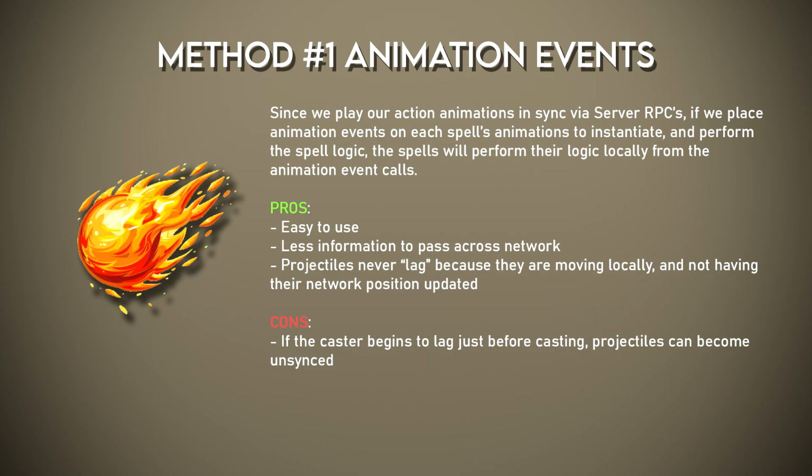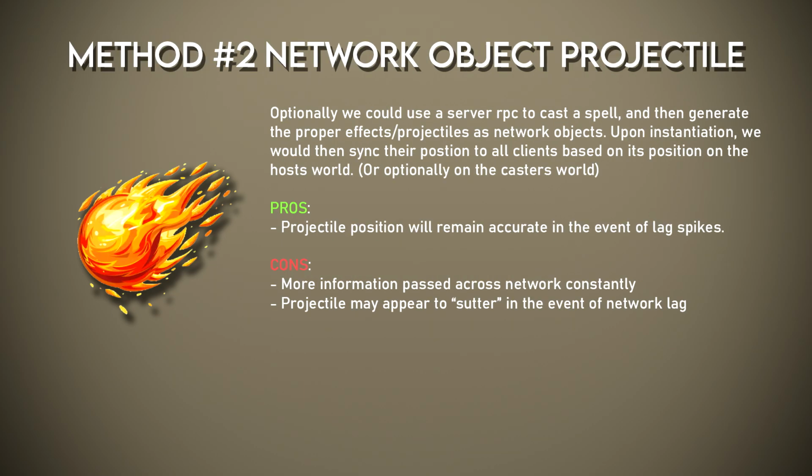So the cons are, if the caster begins to lag just before casting, let's say on his screen he casts, but there's a delay when he sends out the server RPC to play the network animation, then he'll cast on his screen a little bit earlier than he casts on your screen, so the projectile location will be a little bit desynced. This happens only if the character casting it has intense latency or spikes just before they do it. So the other obvious option is network object projectile.